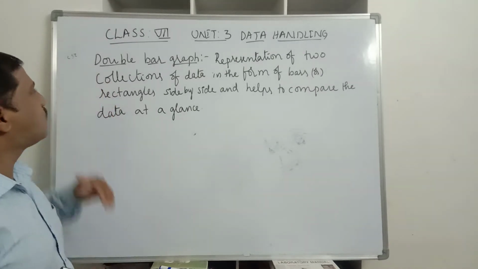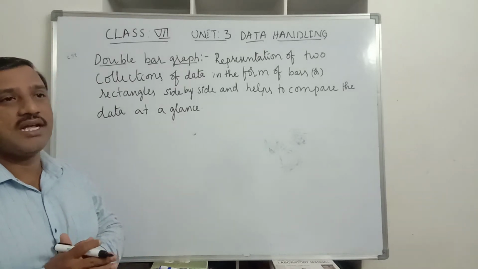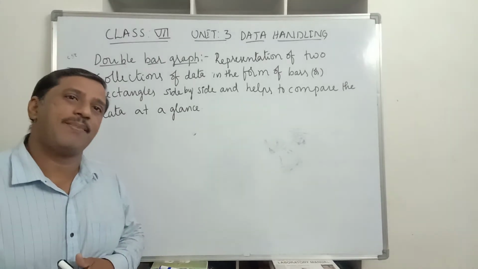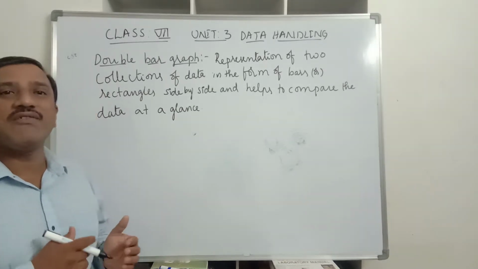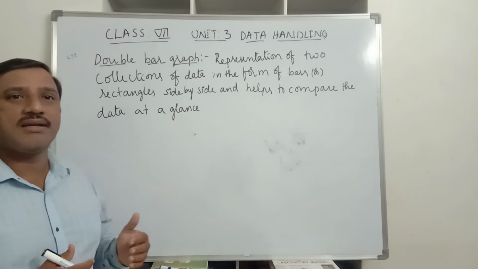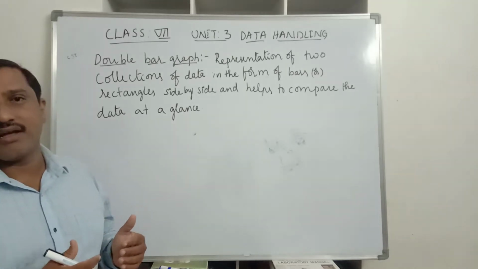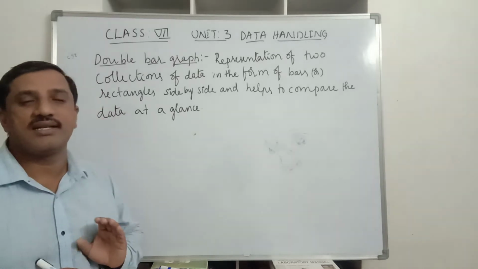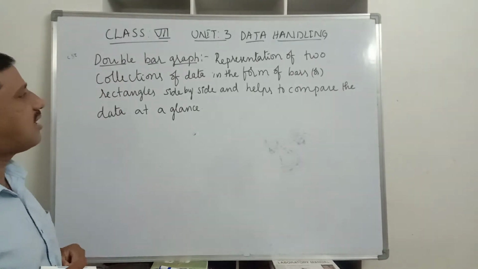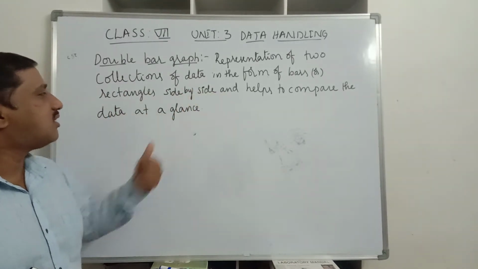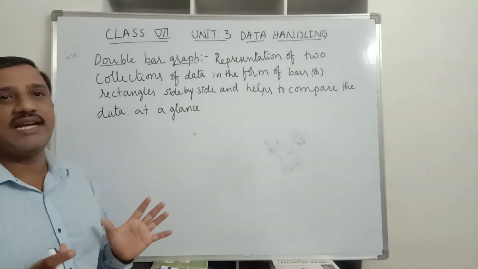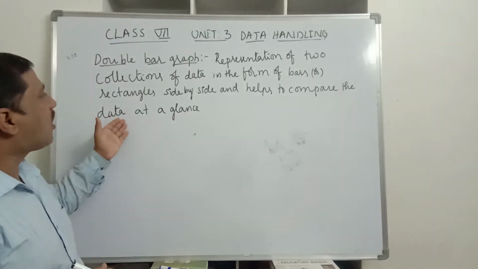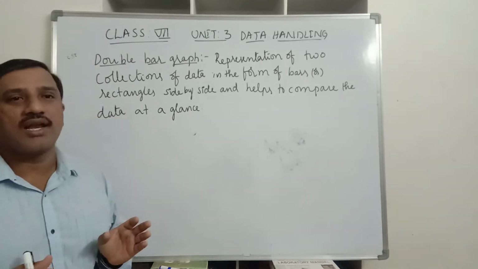The word double means two bar graphs at a time will be represented. So we can represent the data also in the form of two individual bar graphs. But if we represent them as two individual bar graphs, it is a little bit difficult to compare this data. If you draw those two bar graphs together, that is in the form of a double bar graph, then it is very easy for us to compare the data at a glance. Just by seeing the data we can answer the questions and compare the data. So that's why it is more helpful when the data is of two collections.